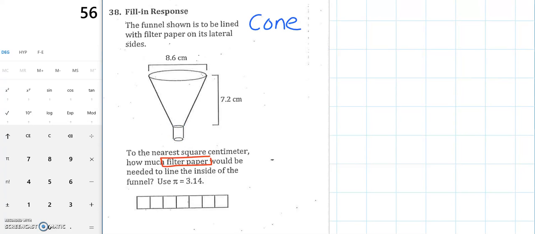Now, if I'm finding the lateral area of a cone, that's a formula that you have to know. To get lateral area, the area of the curved surface of a cone, you're going to use the formula pi times the radius times L, the slant length. In this case, L would be this length right here, or the same on the other side. We don't have L in the diagram. What we have is 7.2, which is the height of this cone.